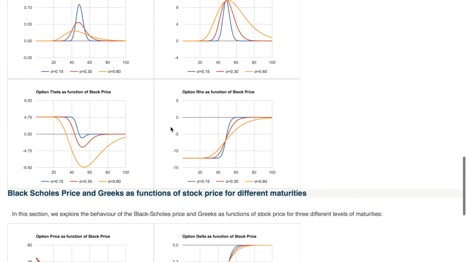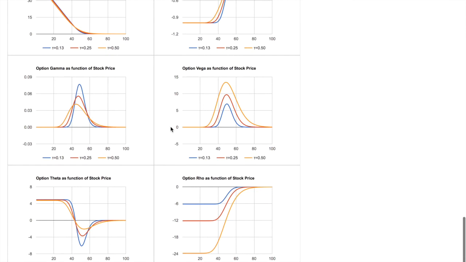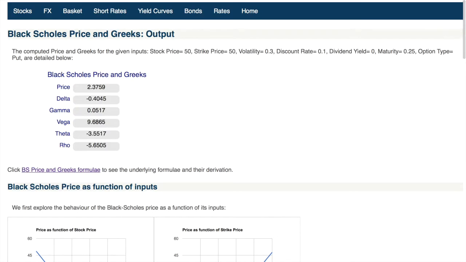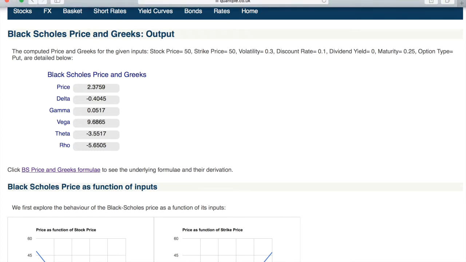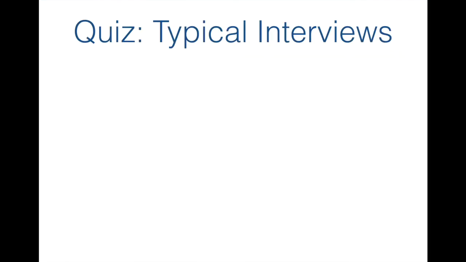Please study these graphs, check whether the shapes make sense, relate them to the formulae. These are extremely important for understanding trading, hedging, and risk management. These also feature prominently in quantitative job interviews.